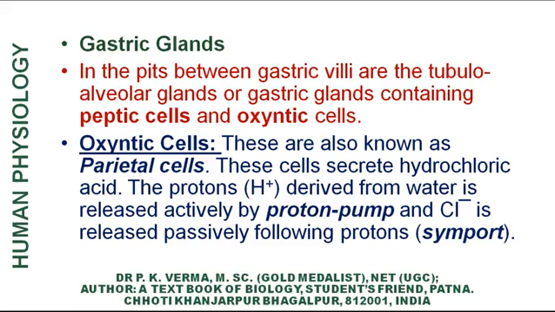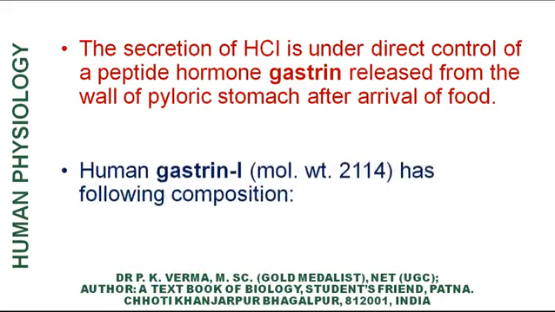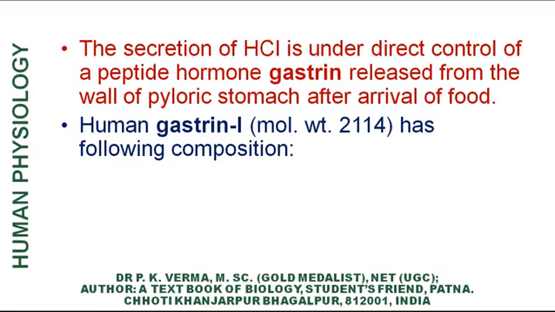The proton derived from water is released actively by the proton pump, and chloride is released passively following the proton by symport. The secretion of hydrochloric acid is under direct control of a peptide hormone, gastrin, released from the wall of the pyloric stomach after arrival of food.